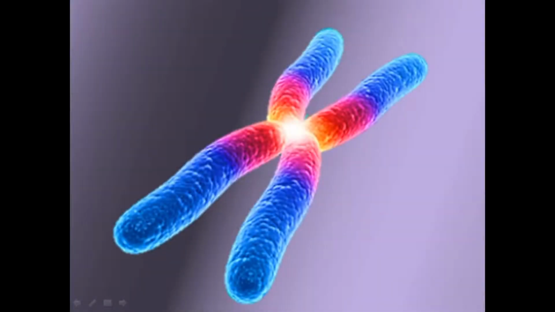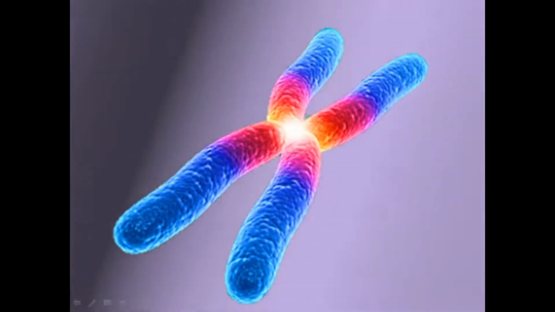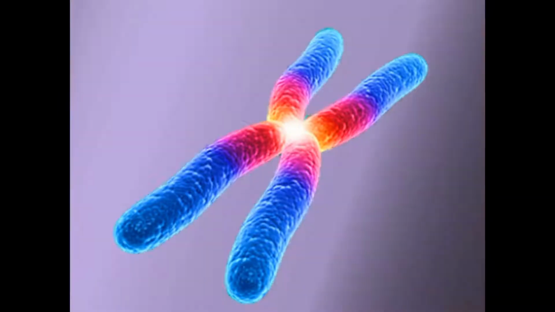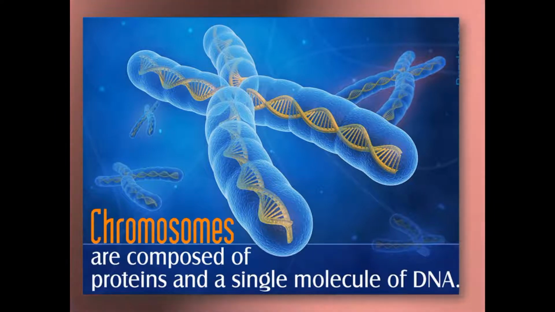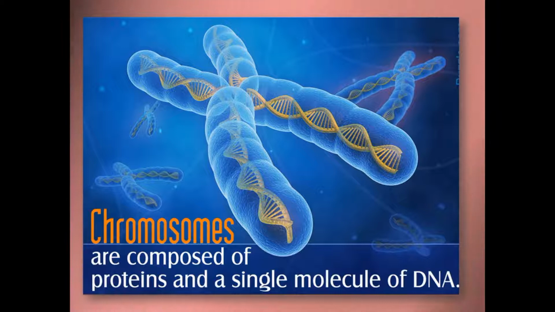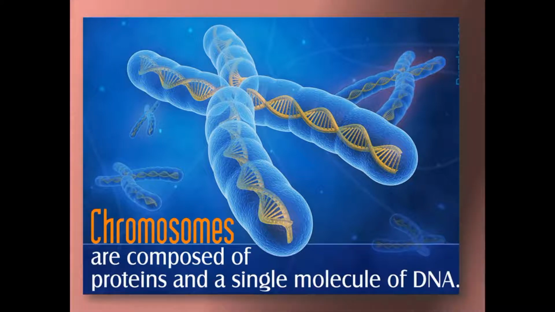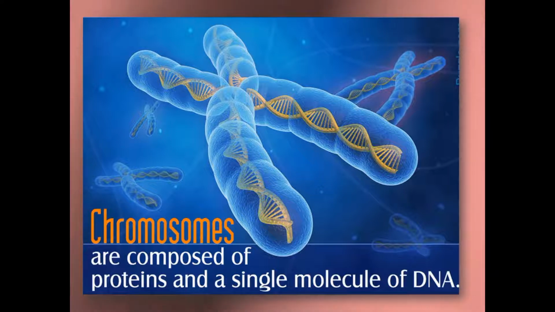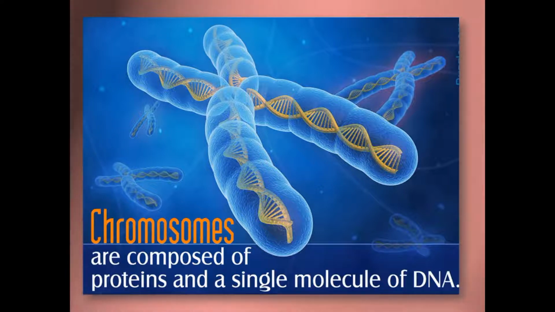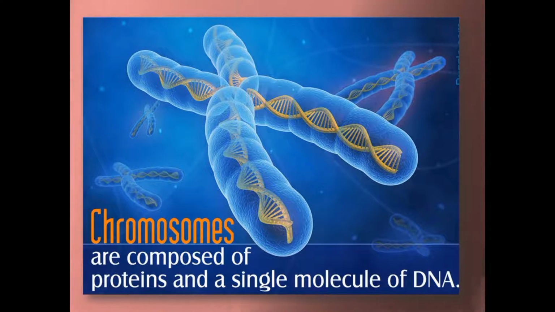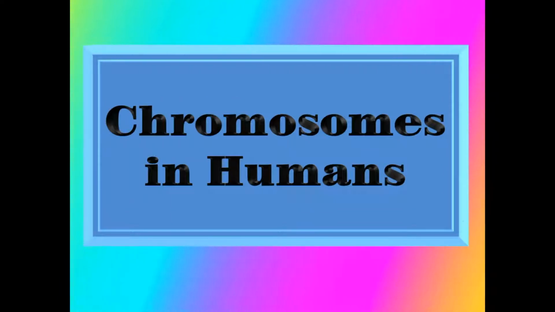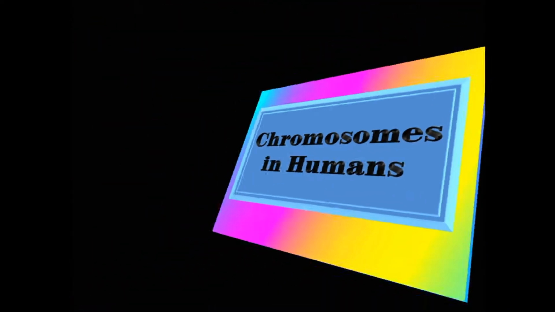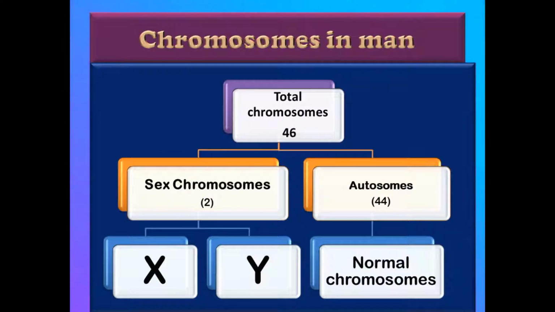Chromosomes are thread-like molecules that carry hereditary information for everything. They are made up of protein and one molecule of DNA, which contains an organism's genetic instructions passed down from parents. In humans, animals and plants, most chromosomes are arranged in pairs within the nucleus of a cell. Chromosomes in humans.